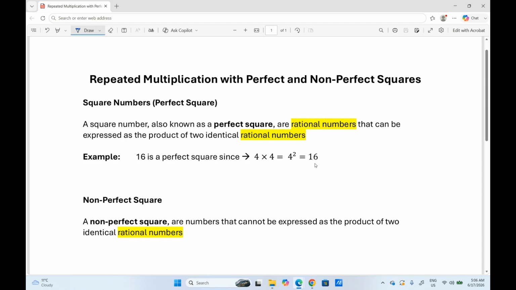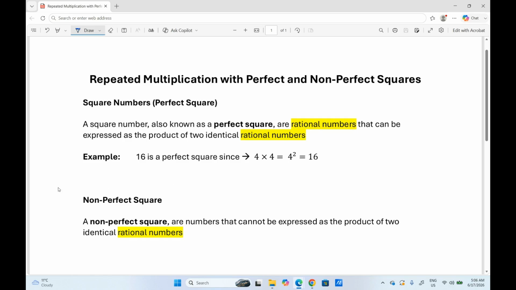Now, the reason I redefine perfect squares as rational numbers is because now that we learned about rational numbers, I can show you in the next couple of videos that perfect squares can actually be in fraction form and decimal form as well.